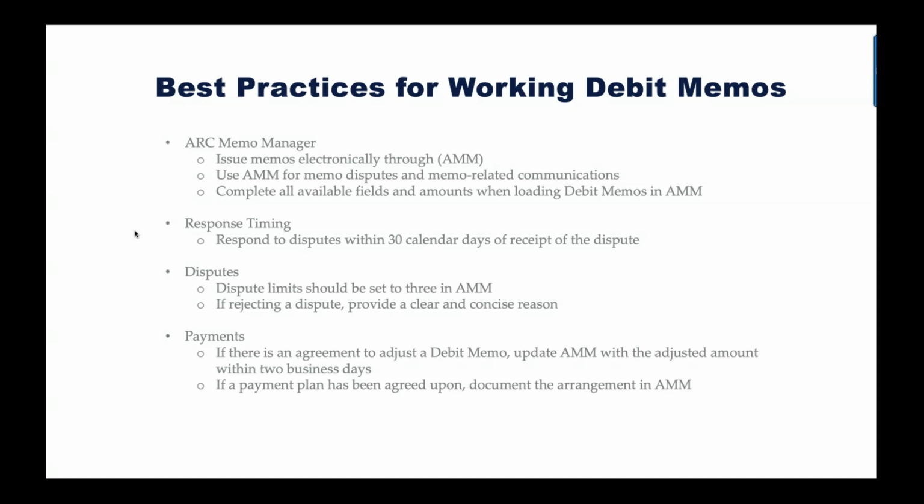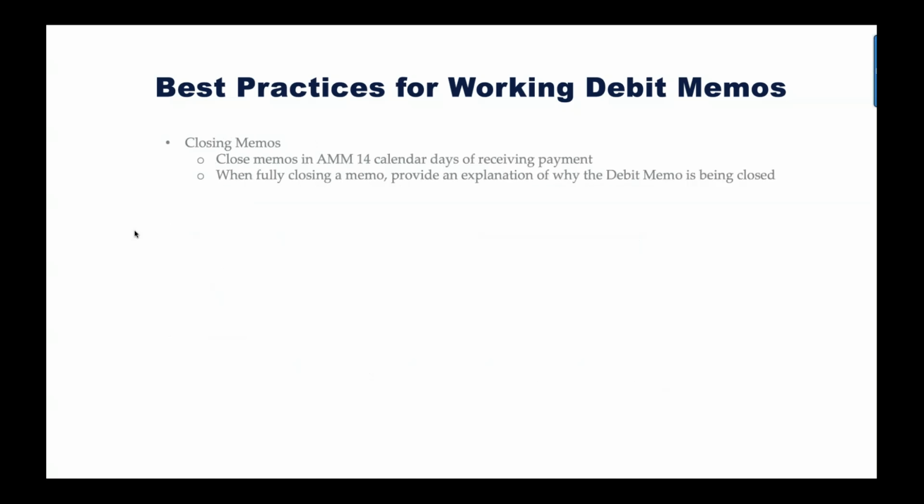Payments. If there is an agreement to adjust a debit memo, update Memo Manager with the adjustment in amount within 2 business days. If a payment plan has been agreed upon, document that agreement in Memo Manager so that there is a record of that agreement. And lastly, closing memos. Close memos in Memo Manager 14 calendar days after receiving payment. When fully closing a memo, provide an explanation of why the debit memo is being closed.